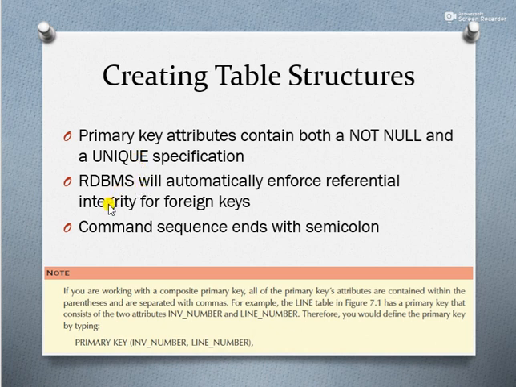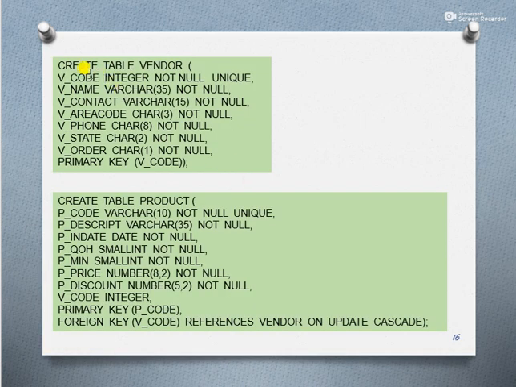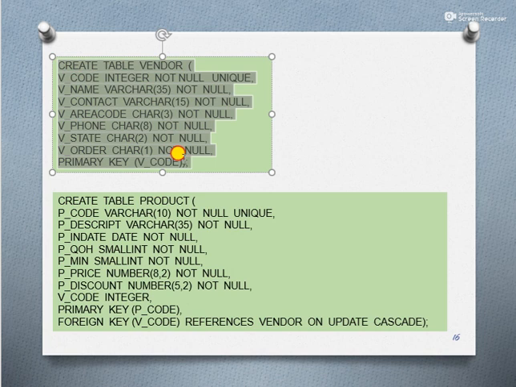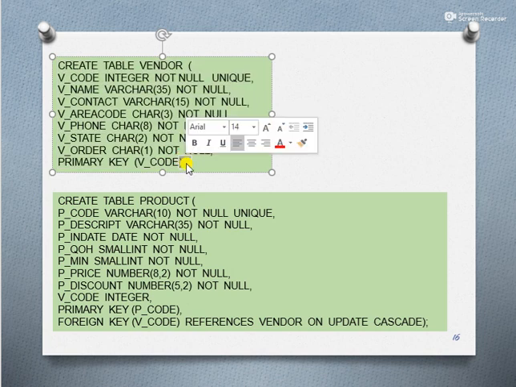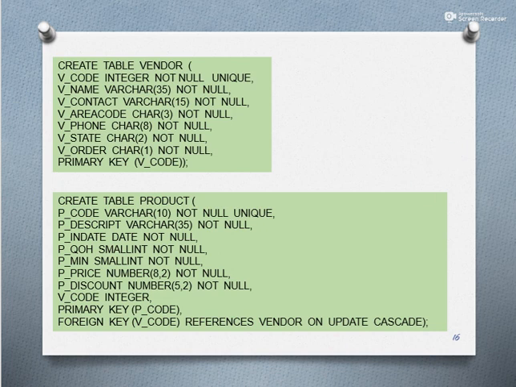If there is any foreign key in your table, then the RDBMS will automatically enforce the referential integrity constraint for it. And each command sequence ends with a semicolon. Here, if you can see, this is one complete command, and it ends with a semicolon. So this table is a vendor table. The name of the table is vendor. How many attributes does it have? 1, 2, 3, 4, 5, 6, 7, and the primary key is VCODE.